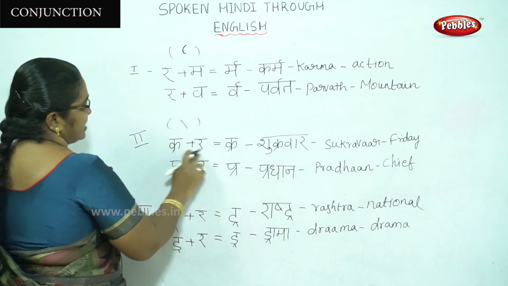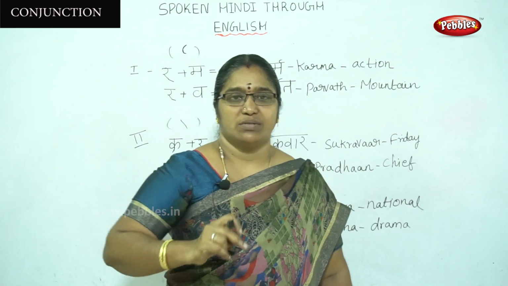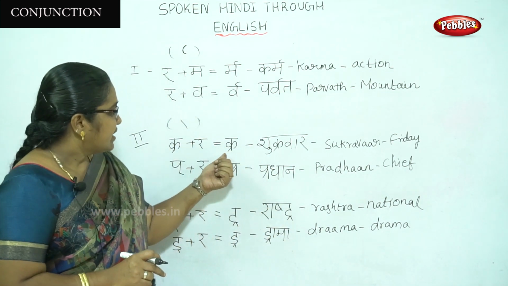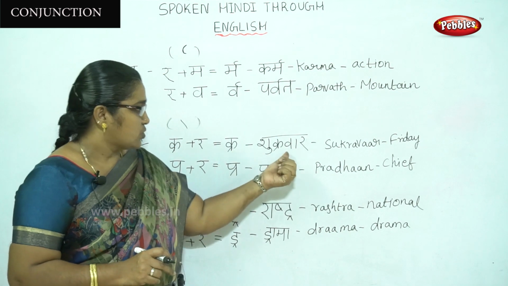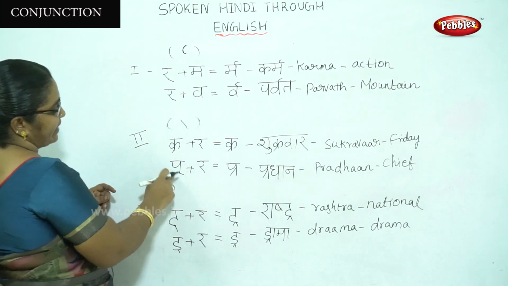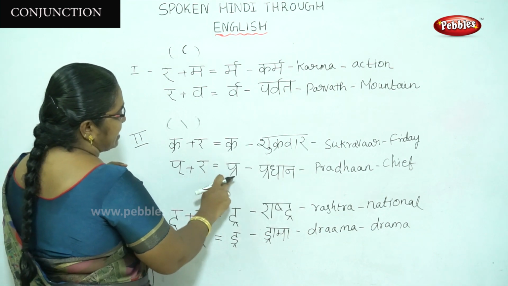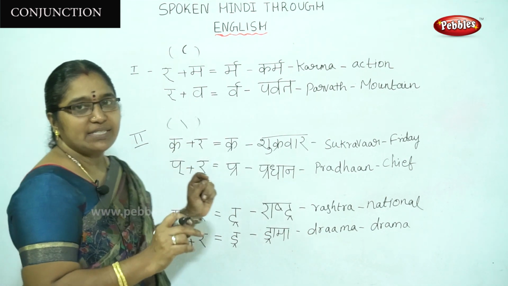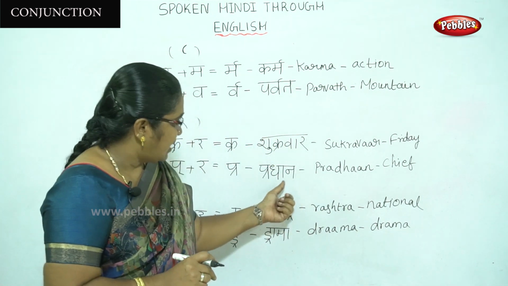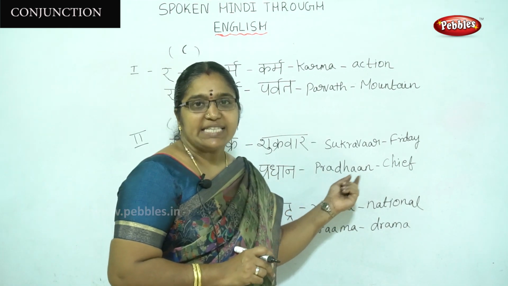Ikra. The symbol of this is a slant line below the letter. A slant line below the letter becomes kra. So sukravar, Friday. Okay, let us see another combination. Ip plus ra means pra. The word is pradhan. Pradhan. The meaning is chief.